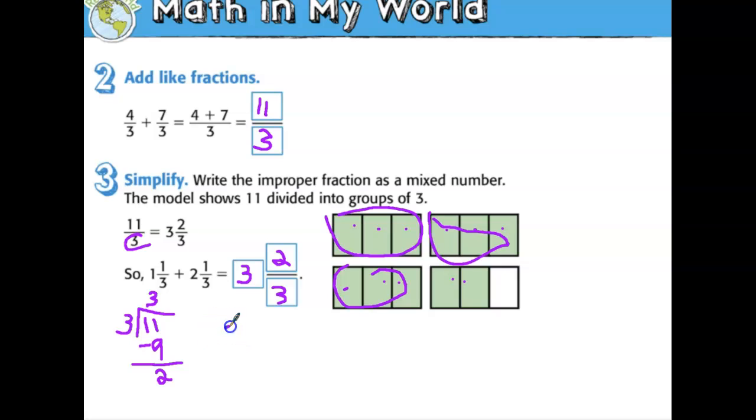So my whole is my number above my division bar. My remainder is going to be my numerator. And my denominator will always be your divisor. Okay, that's the easiest way that you can flip an improper fraction into a mixed number. All right.